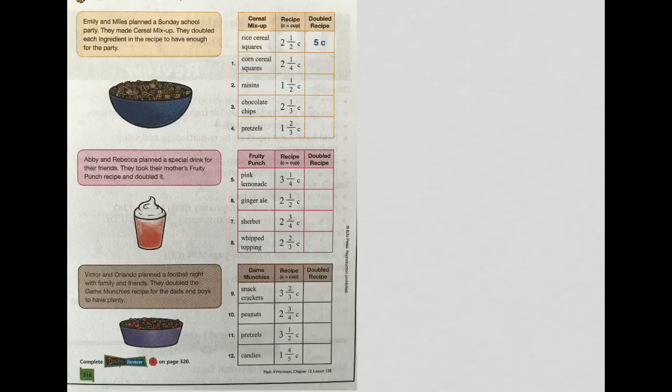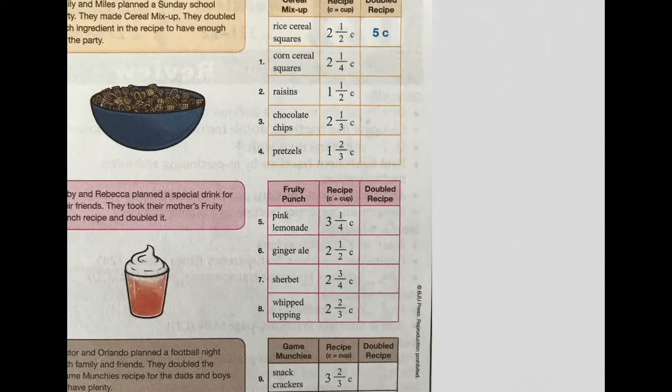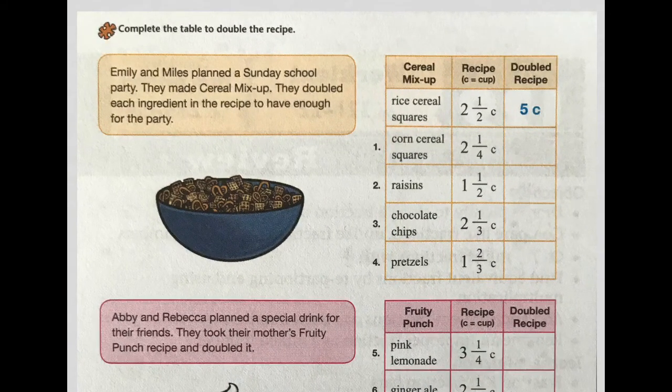I'm going to do this first one with you, not the whole thing. I'm going to do number 1 with you, the corn cereal squares. But let's take a look at what it says. Let me make it bigger. Emily and Miles planned a Sunday school party. They made cereal mix-up. They doubled each ingredient in the recipe to have enough for the party. And here are the ingredients. Here's the recipe. And this is what you're going to write in. You're going to double those fractions.